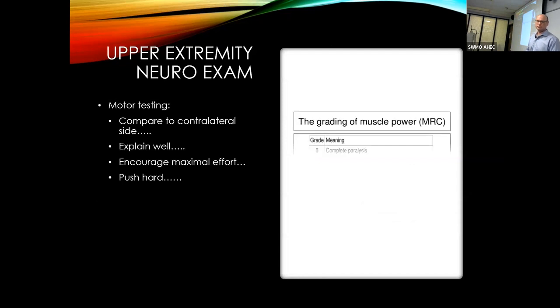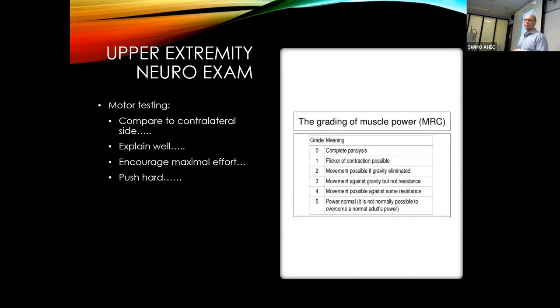So, grading of muscle power. Again, compared to the contralateral side, explain what you want them to do very well. Be very specific on what you're asking them to do. It can be very difficult because it's something I do every day, all day, so I kind of can go kind of quick. But to them, it's their first time someone's doing an exam on them, so they don't know what you're asking for, right? Remember that? It's a lot harder than you think. Encourage the patient to use maximal effort. You need to be able to tell, are they faking it or not?